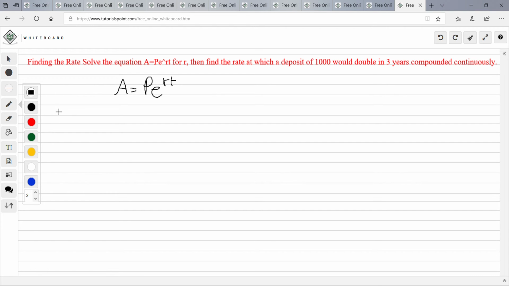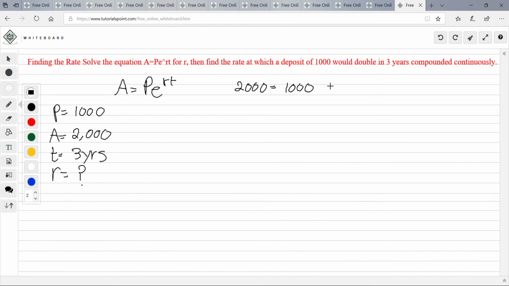So what do we know? We know our principal is 1,000. We know our amount. It says that if you put in 1,000, it would double in 3 years. So that means our amount is going to be 2,000. And then we know our time is 3 years. And then we don't know our rate. That's what we want to know. So put in this equation, you get 2,000, that's our amount, equals our principal, which is 1,000, E, and we don't know our R, so we're going to say R, and then our time is 3 years.